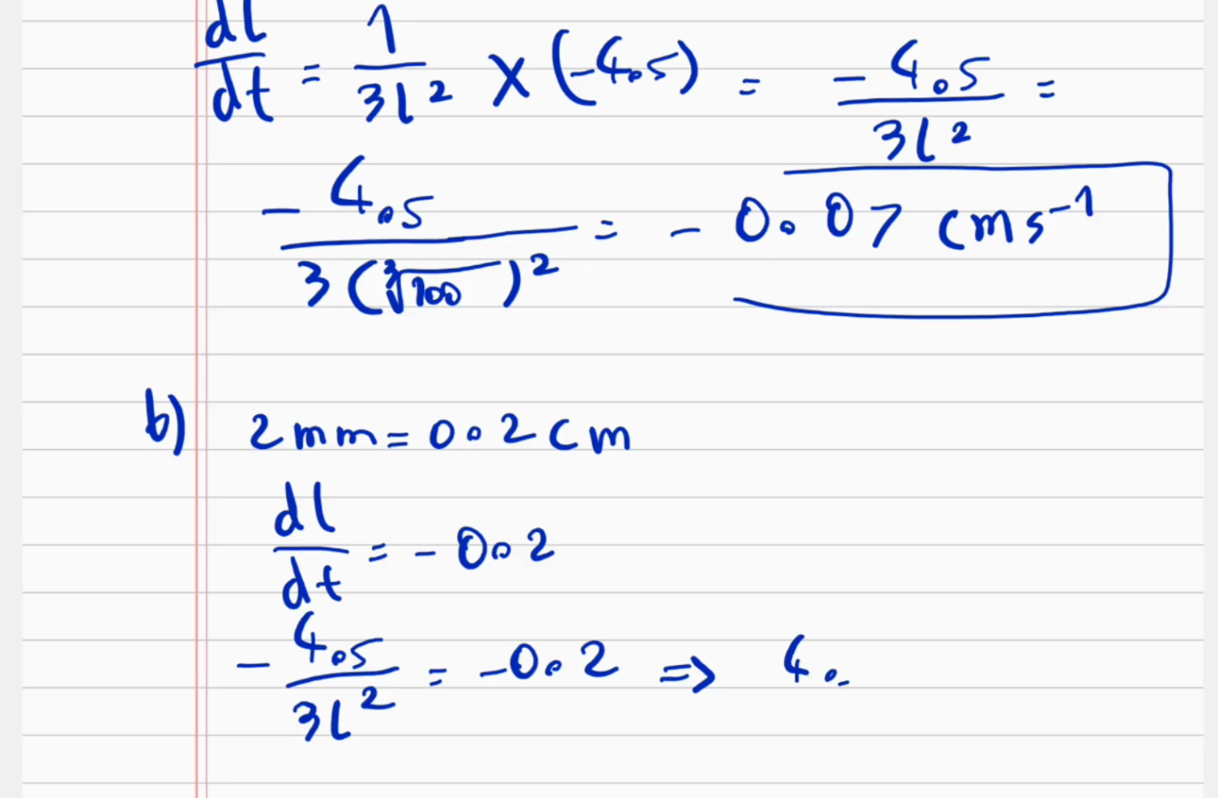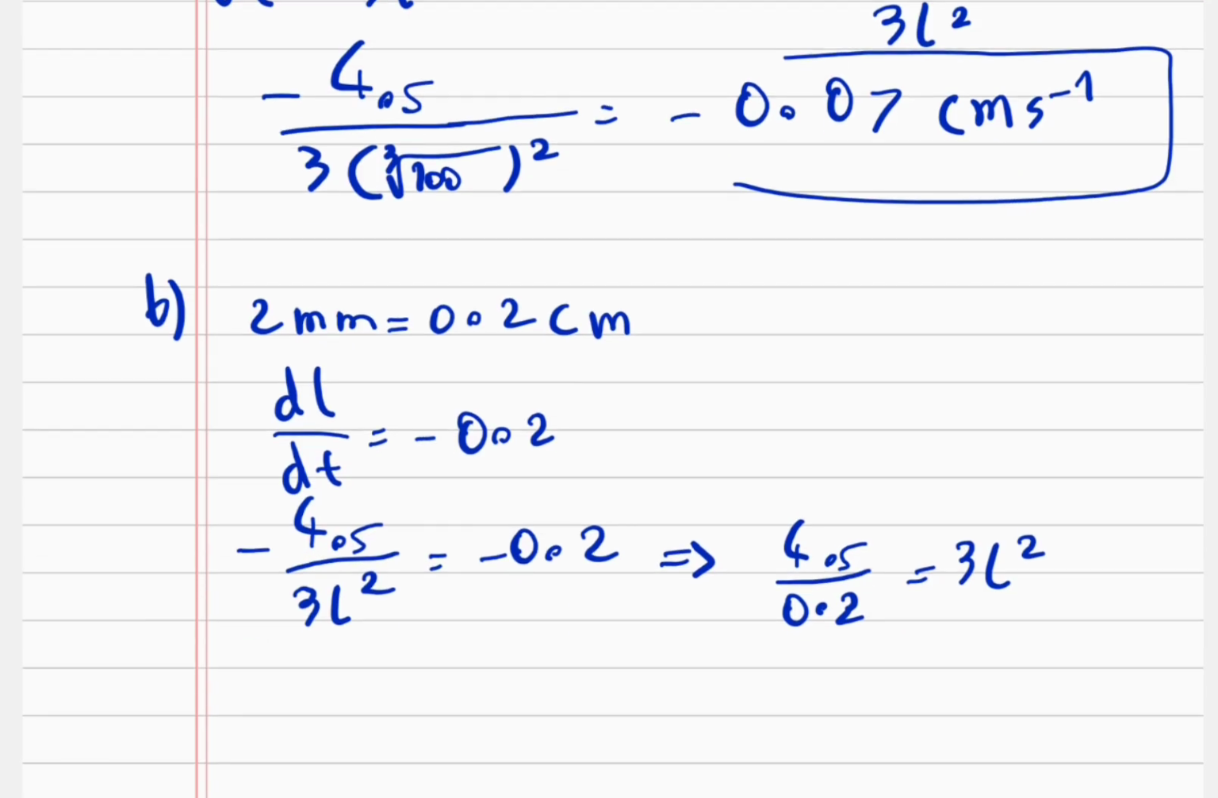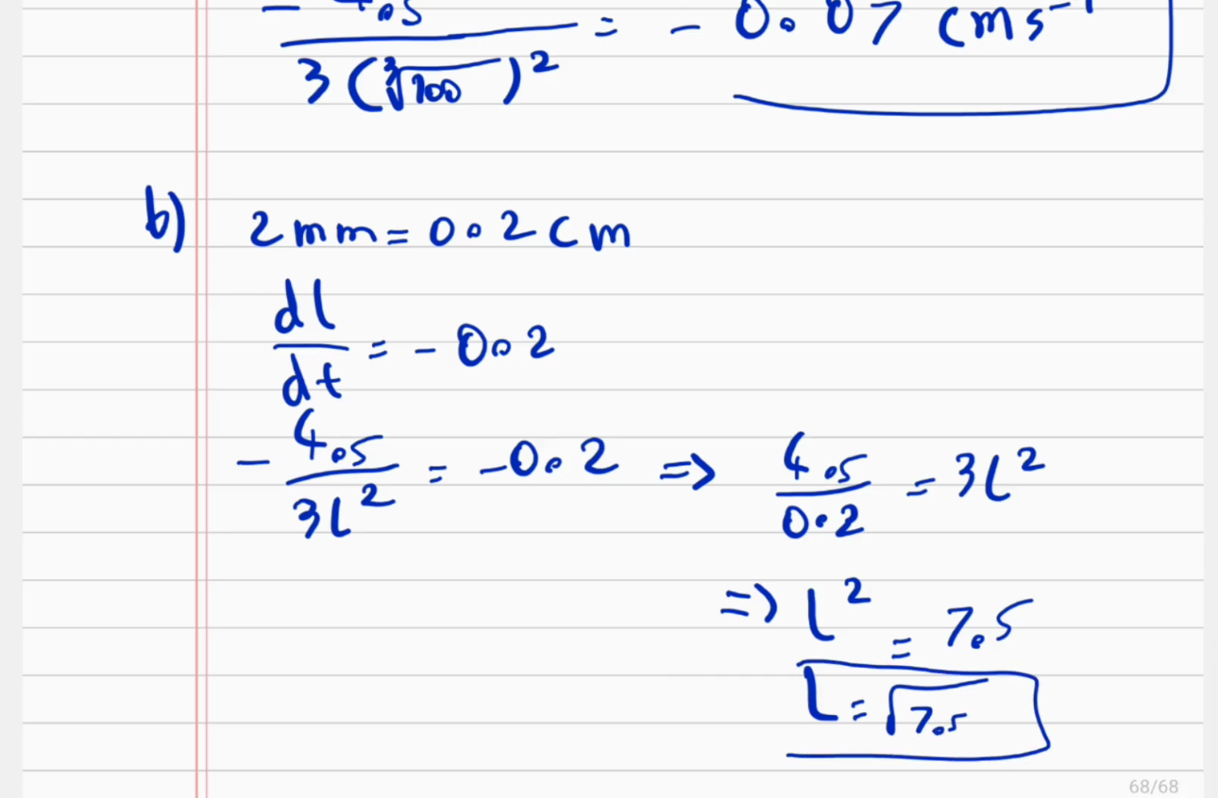So we just need to solve this. We are going to have 4.5 over 0.2 is equal to 3l squared. After simplifying this first, l squared is going to be equal to 7.5, and so l is equal to the square root of 7.5. So the length is root 7.5 centimeters.